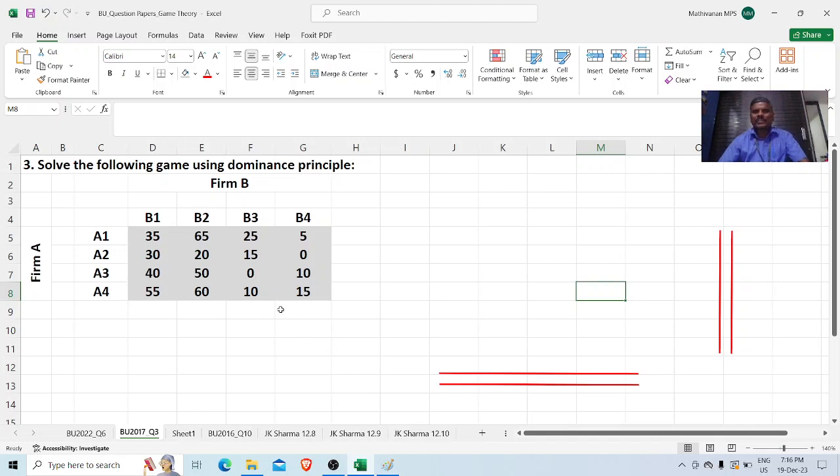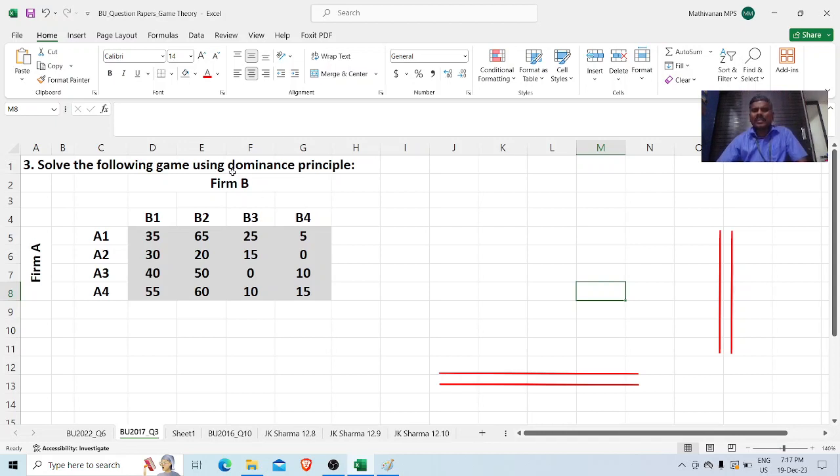The payoff matrix for firm A and firm B is given. Each of these firms have four different strategies. Firm A has four strategies: A1, A2, A3 and A4. Firm B has four strategies: B1, B2, B3 and B4. Now we have to solve this game.